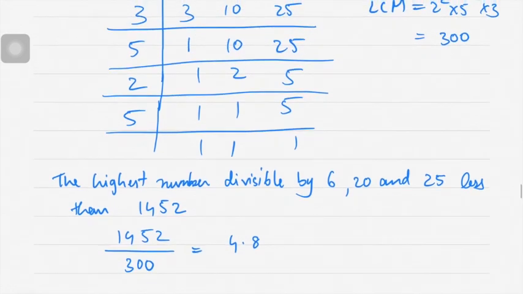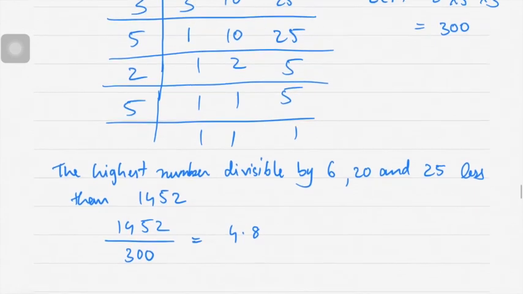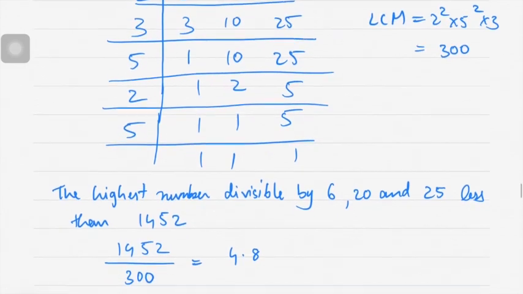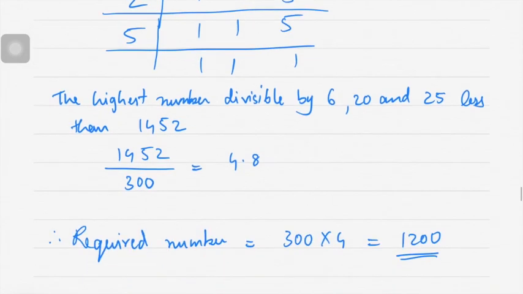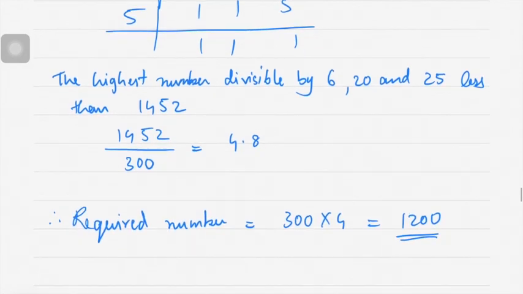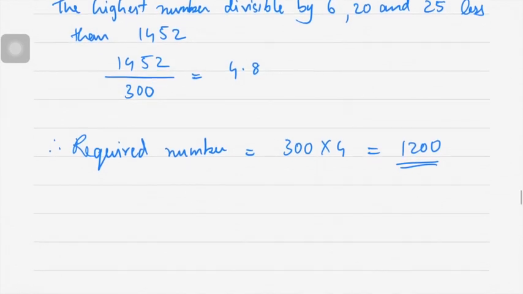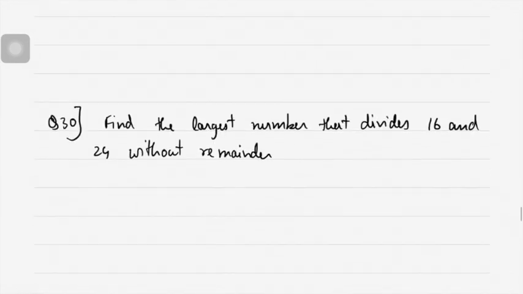So I got the answer as 1200. I believe all my students also got the same answer. First you calculate the LCM. The LCM comes to 300. Then 1452, which is the number given in the question, divided by 300, you will get 4.8 something. After the decimal you have to ignore. So 300 into 4 is 1200. So 1200 is the final answer. Let's solve the next question.